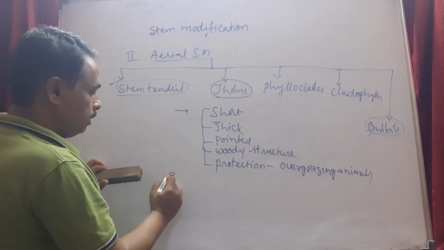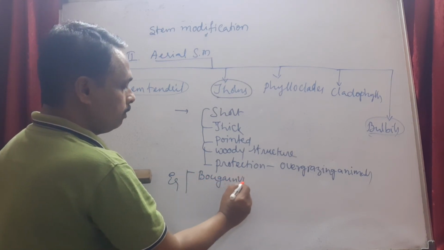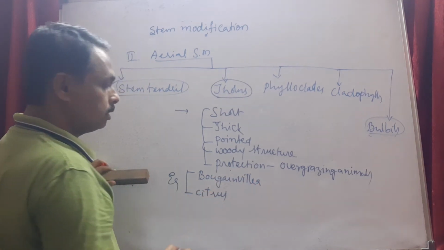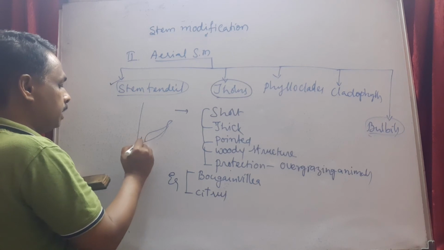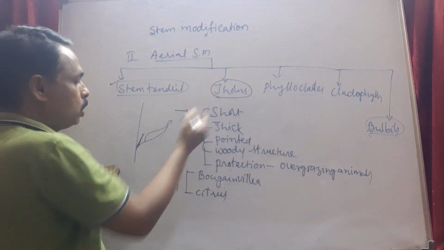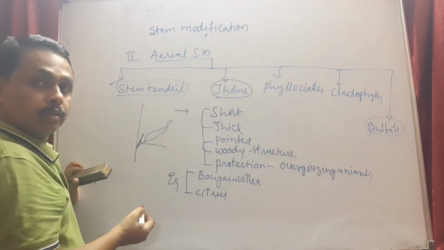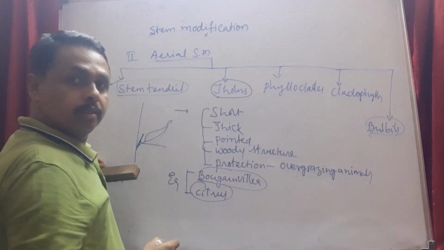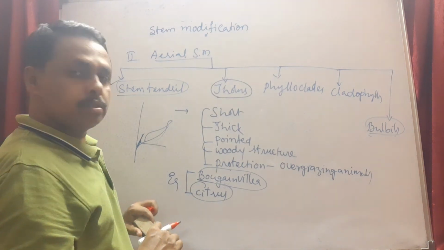Especially, for example, in bougainvillea and citrus, there are axillary buds present, right? Suppose this is the leaf of this plant. There is an axillary bud present. This axillary bud is modified into thorns, short, thick, pointed, woody structures. That will be seen in bougainvillea and citrus. So these are about thorns, right?